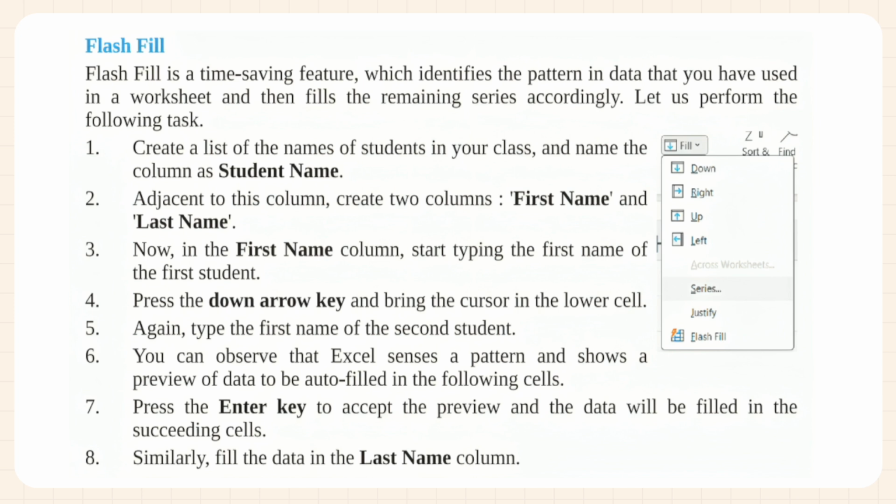4. Press the down arrow key and bring the cursor in the lower cell. 5. Again, type the first name of the second student. 6. You can observe that Excel senses a pattern and shows a preview of data to be autofilled in the following cells. 7. Press the Enter key to accept the preview and the data will be filled in the succeeding cells. 8. Similarly, fill the data in the last name column.